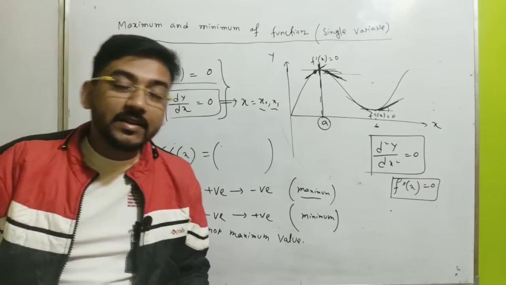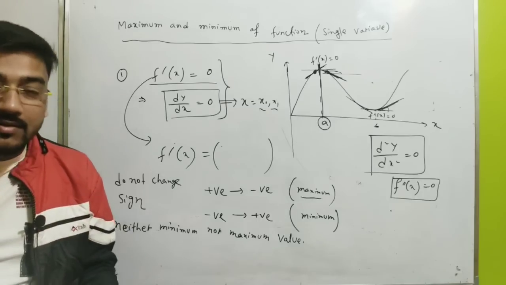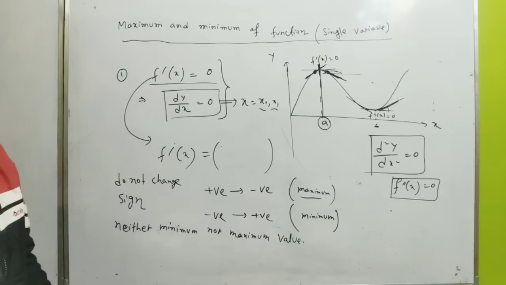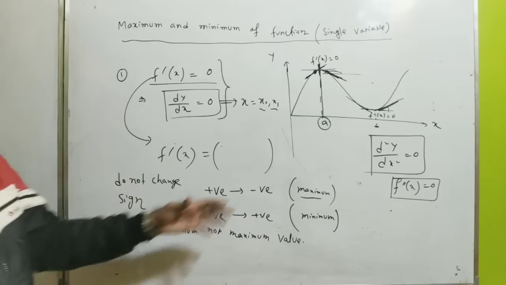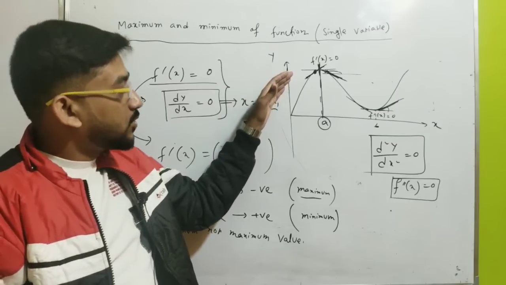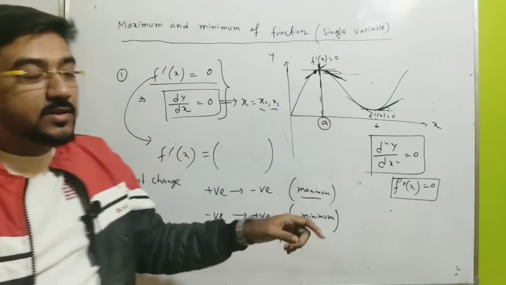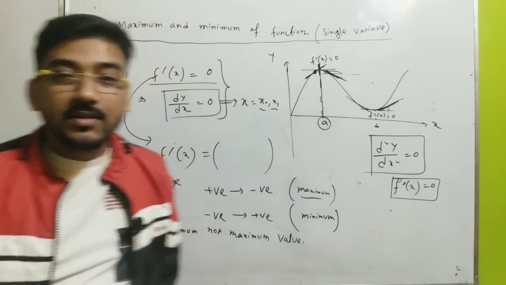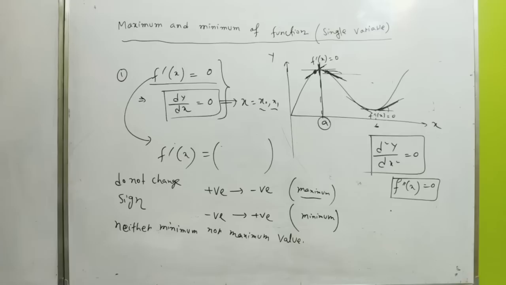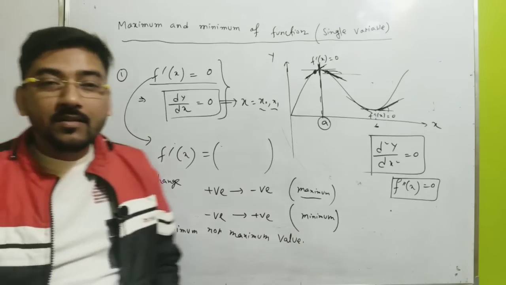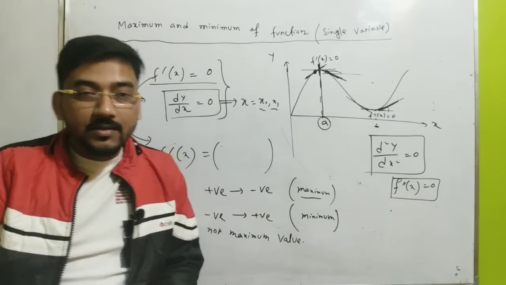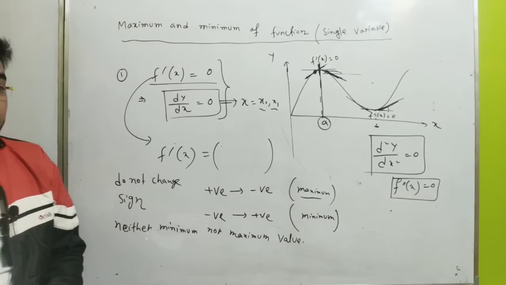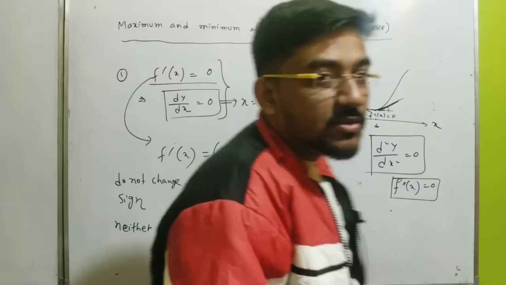But if the second differentiation vanishes, then what do we have to check? We have to check the sign of f prime x. If f prime x changes sign from positive to negative, then the function has the maximum value, and if it changes from negative to positive, then the function has the minimum value. So this is how we can check for a particular function whether it has a minimum value or a maximum value. Okay, so let me take some examples based on this theory.